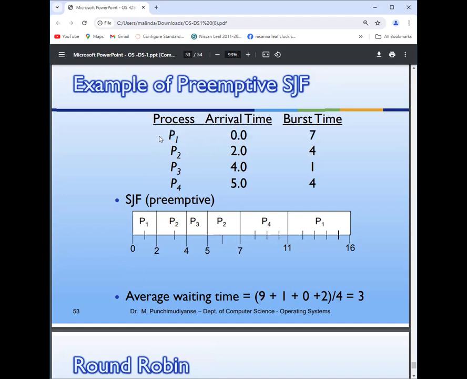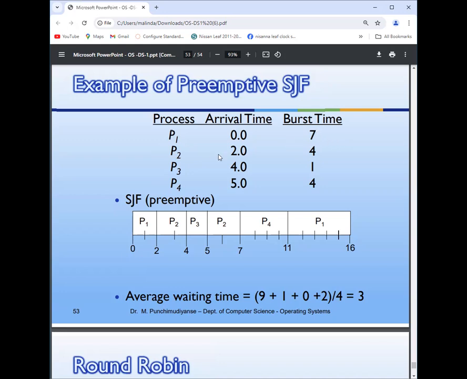Then P2 is coming at arrival time 2. So by that time, P1 has completed 2 milliseconds of work. So P2 arrived to the queue with a burst time of 4. Now, P1 originally had 7 milliseconds of work. It already started work at time equals 0 and completed 2 milliseconds of work. So how much remaining work does P1 have? 5.